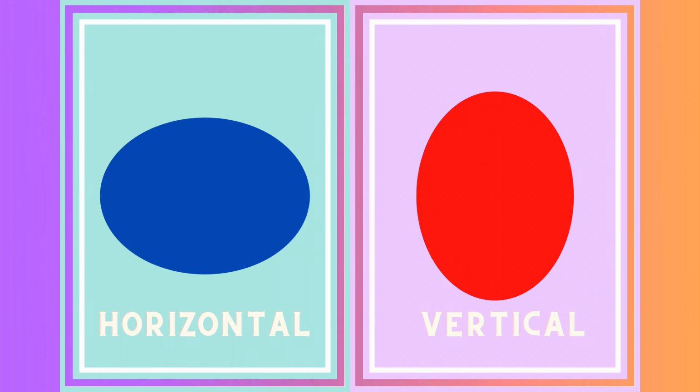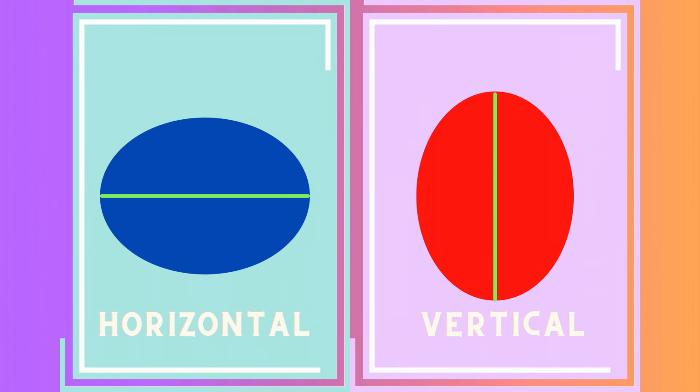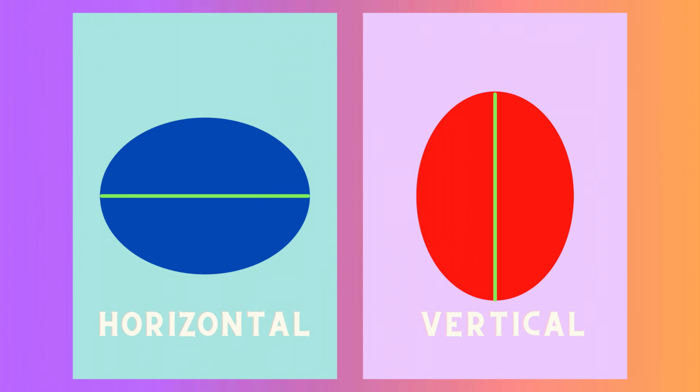Another property of an ellipse is that it has two orientations, horizontal and vertical. The orientation will be based on the position of the major axis. If the major axis is horizontal, then the ellipse is horizontal as well. On the other hand, if the major axis is vertical, then the ellipse is also vertical.